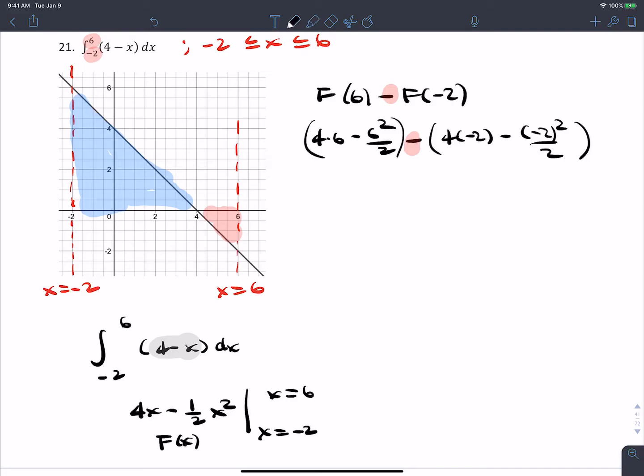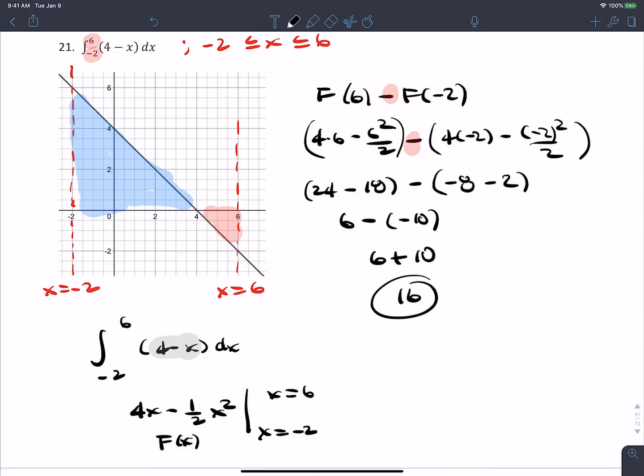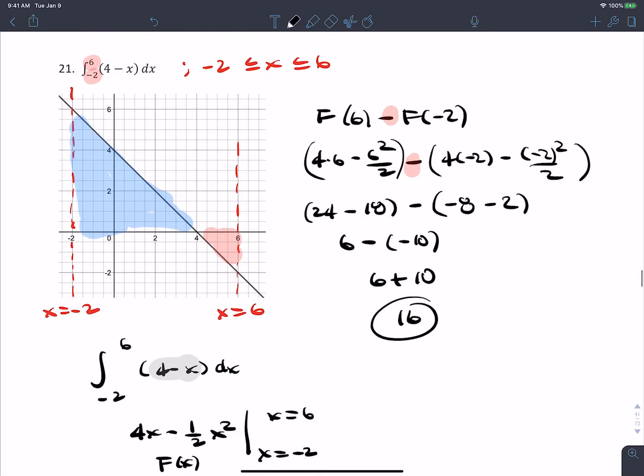And so now you just use order of operations. In the first parentheses we get 24 minus, isn't that 36 over 2, which is 18? Minus, this is negative 8 now, minus negative 2 squared is 4 divided by 2. Isn't that 2? So 24 minus 18 is 6, minus negative 10, which is 6 plus 10, which is 16. So your net area for this question is going to be 16. That's the net area.